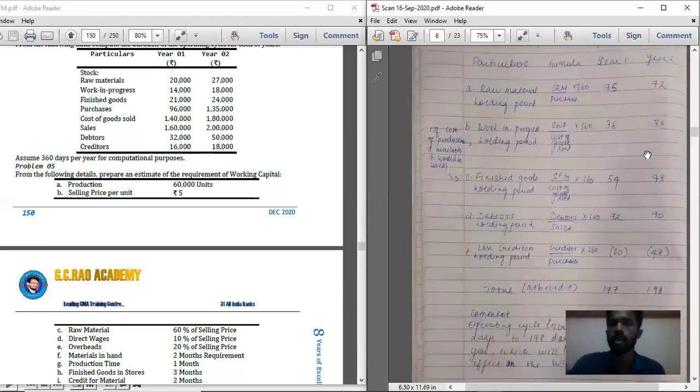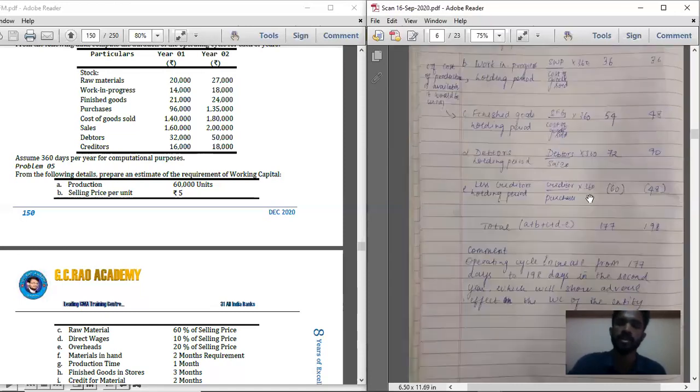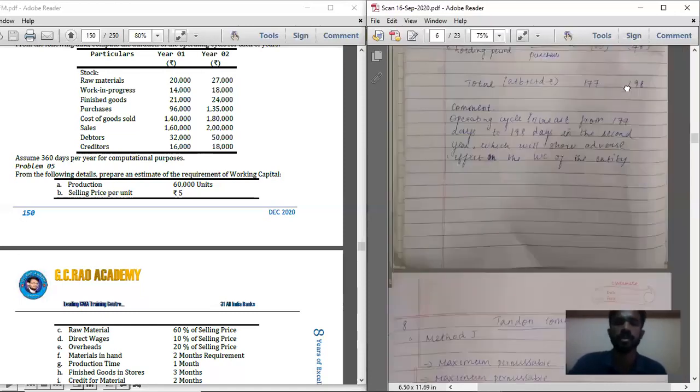If you are asked this operating cycle problem in the exam, you just have to remember these formulas. For raw material, it is raw material stock divided by purchases into days. For work in progress, stock divided by cost of goods sold into days. For finished goods, stock divided by cost of goods sold; instead of cost of goods sold, if they have given cost of production, you should take cost of production. So stock of finished goods divided by cost of production into 360. Debtors holding period is always debtors divided by sales, whereas creditors holding period is creditors divided by purchases. Debtors divided by sales into number of days, creditors divided by purchase into number of days. These 5 formulas you should remember for this operating cycle.